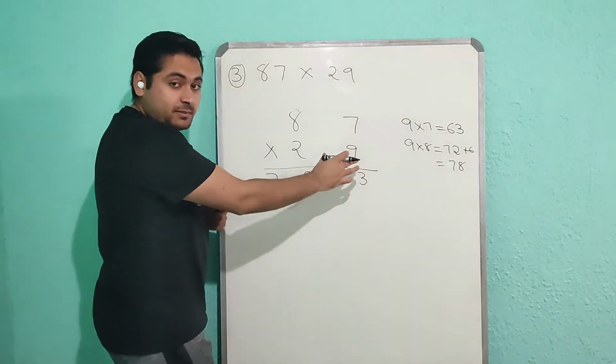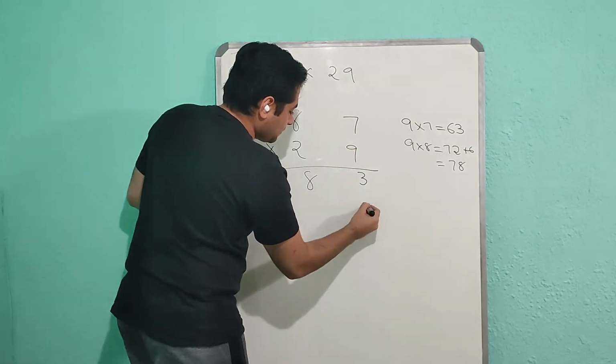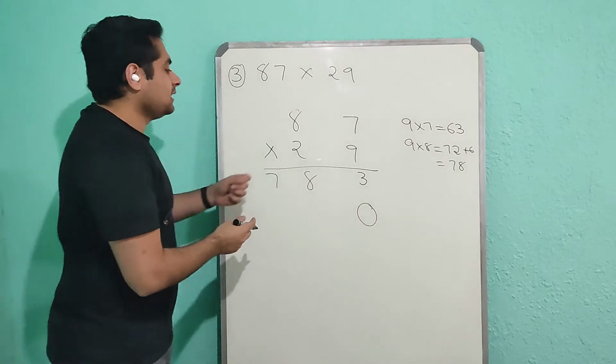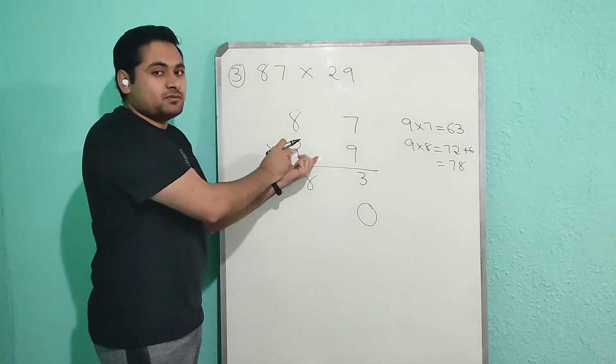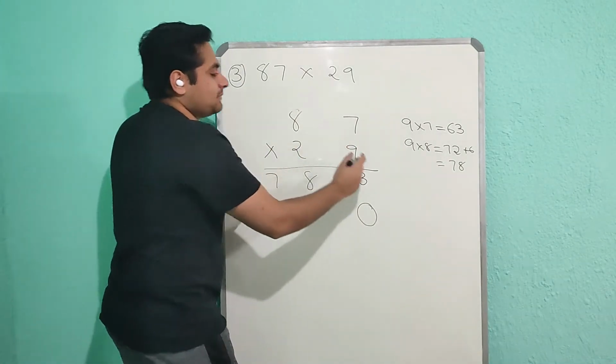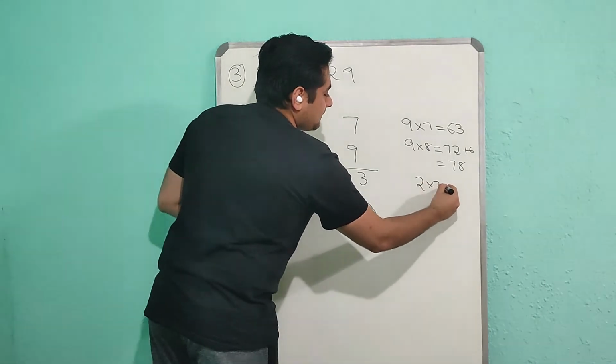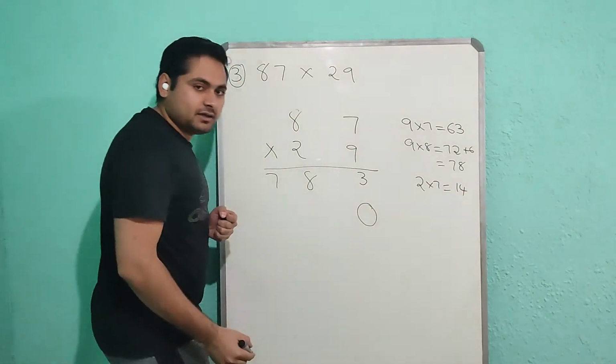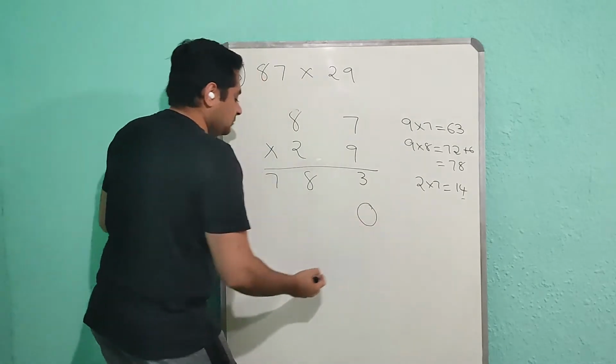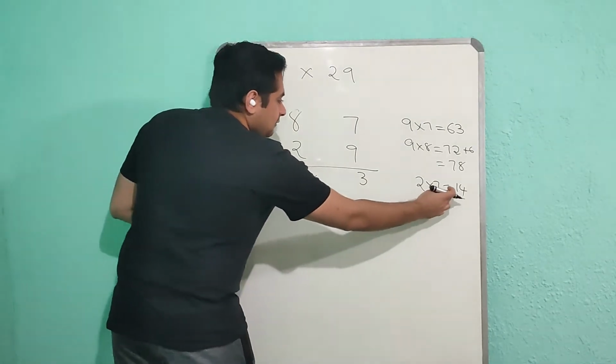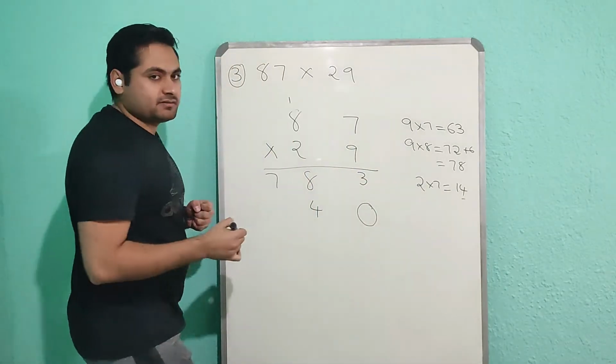Since we are done with the first packet of chips, we need to throw it in the bin. If you throw it in the bin, you just put a 0. Now you go and open the second packet of chips, right? So we got 2 times 7. That gives us a 14, right? So it means we'll be taking the last digit, which is 4. We put it here, and we take the 1 and carry over to the next number, right?